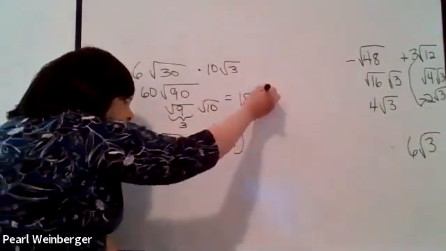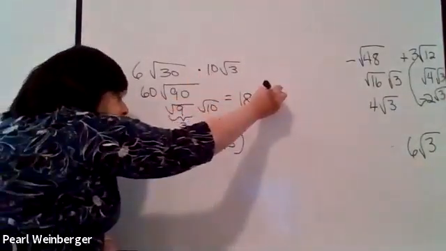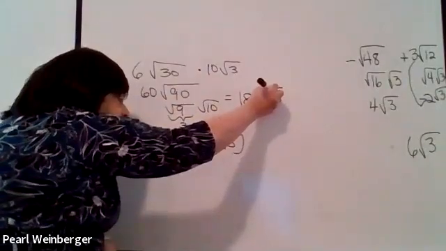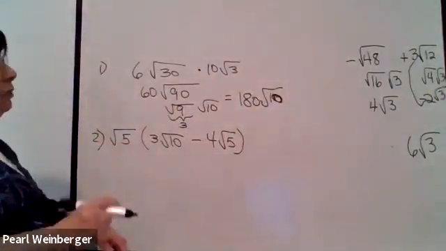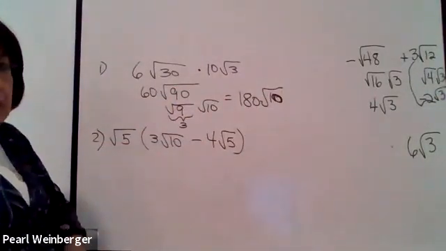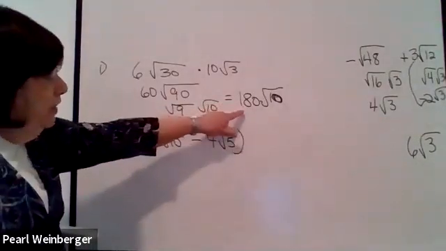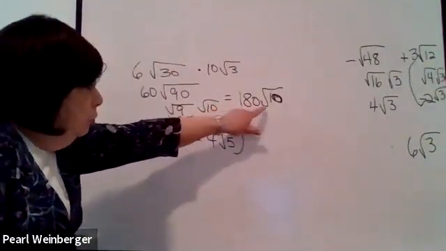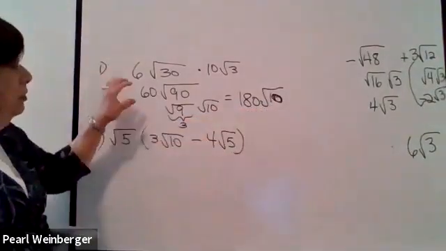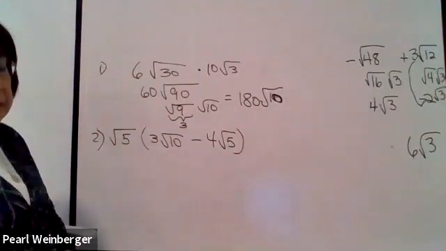And radical 10. Now I can't, even though 10 can be broken down into 2 and 5, neither 2 nor 5 is a perfect square. So I can't simplify my square root of 10 any further. So my final answer here is 180 radical 10. Again, don't forget, after you've done the multiplication, you try to simplify.